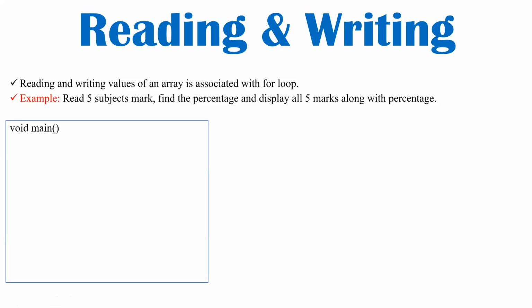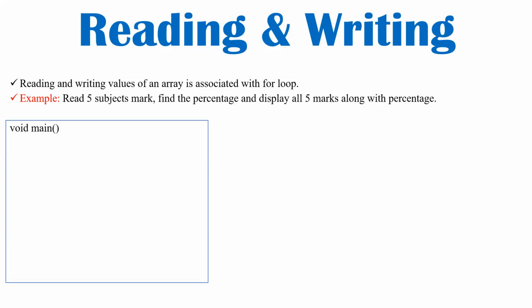As we know, array variables do not hold a single value; they hold a collection of values. So if we want to read and display a collection of values, we have to associate it with a loop. Mostly, reading and writing the values of an array is associated with the for loop. One example we are going to see is reading 5 subject marks, finding the percentage of those 5 subject marks, and displaying the 5 subject marks.